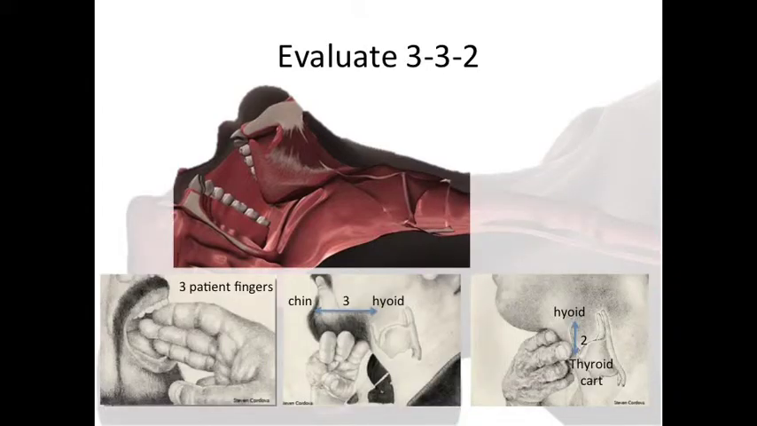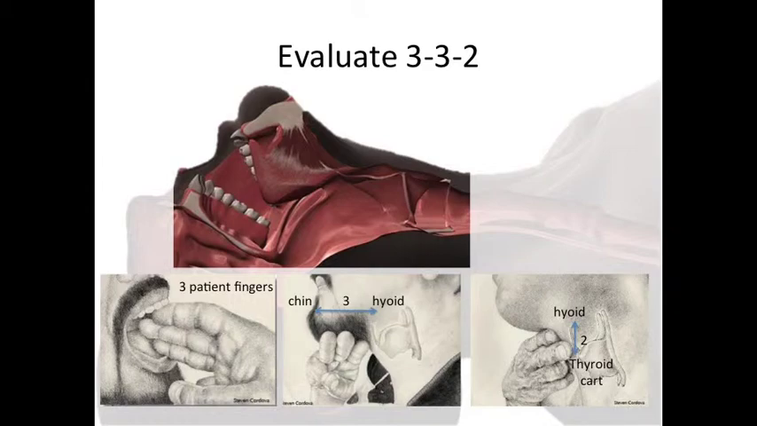The E is for evaluate 3-3-2. 3-3-2 is some steps you can take to measure distances on the patient's anatomy. And if these distances all are correct, then you have kind of the ideal visualization of the patient's airway. Anything outside these ranges may mean a more difficult airway. The first 3 is for can the patient fit 3 of their fingers inside their own mouth. The second 3 is the distance from the chin to the hyoid. And the 2 is for the distance of the hyoid to the thyroid cartilage.